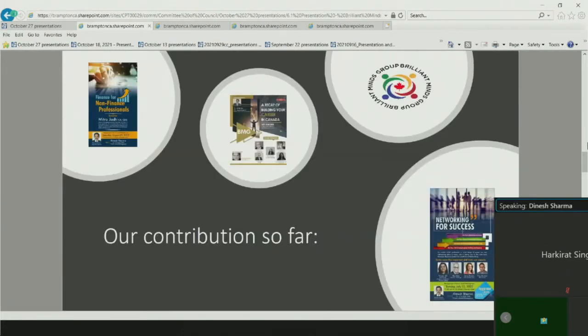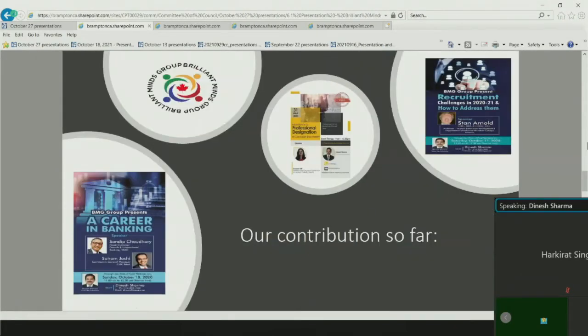So you can see this is some of our contributions we've done: Building Your Career in Canada, Finance for Non-Finance, Networking for Success. Next slide, please. This is another one: a career in banking, recruitment challenges, and the importance of professional designation. So that's some of our contributions. Next slide, please.